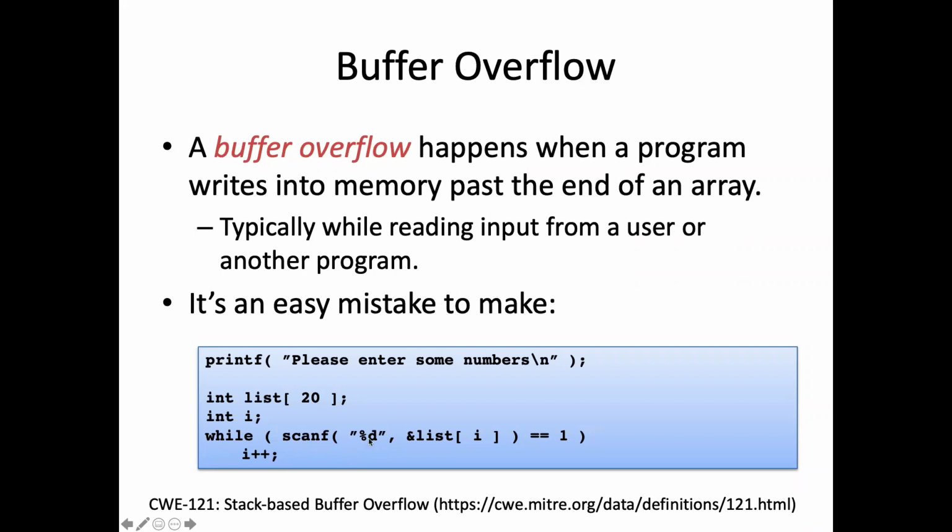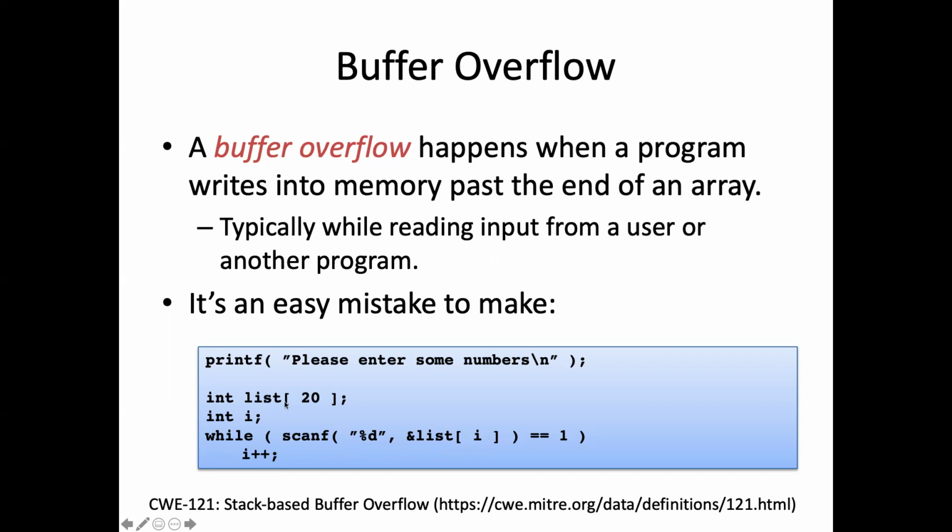I call scanf, I read an integer, I put it right in the ith element of the array. Notice I put an ampersand in front so that I'd be passing the ith element by reference so scanf can change it. And then after I successfully read a value, I increment i, and then I try to read into the next element of the array. If a malicious user just kept entering values, if they entered more than 20, then they would trick this program into writing past the end of this list array, potentially writing somewhere else.